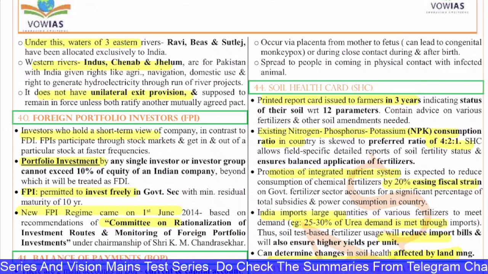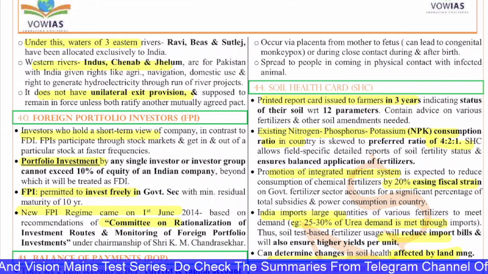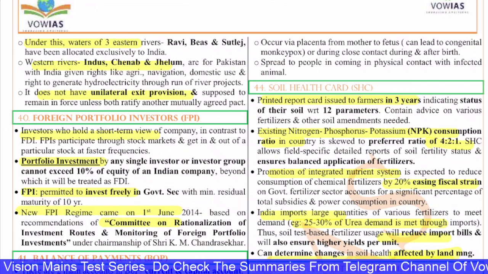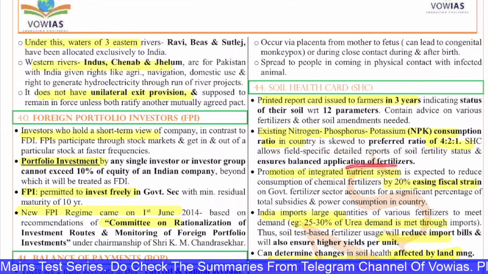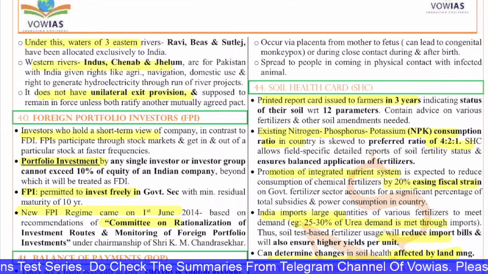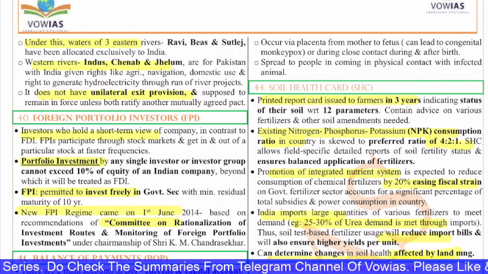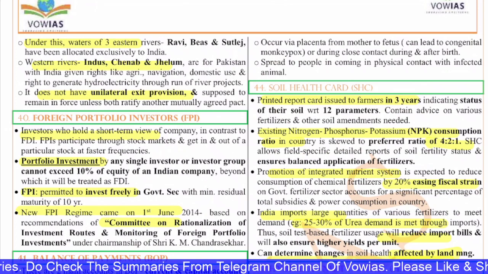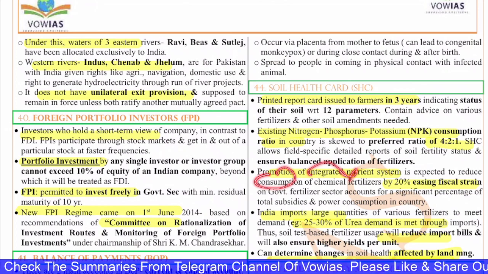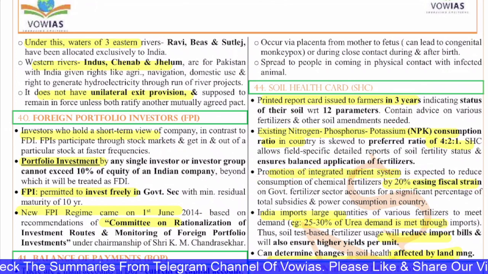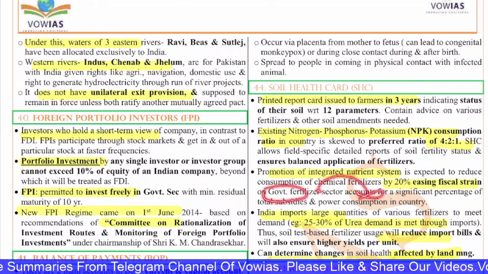Existing NPK, the nitrogen, phosphorus, and potassium consumption ratio in the country is skewed to a preferential ratio of 4:2:1. The soil health card allows a field-specific detailed report of soil fertility status and ensures balanced application of fertilizer. Because proper soil health is very, very important for the overall balance and maintenance of agriculture. Promotion of an integrated nutrition system is expected to reduce the consumption of chemical fertilizer by 20%, easing fiscal strain on the government, as the fertilizer sector accounts for a significant percentage of total subsidies and power consumption in the country.